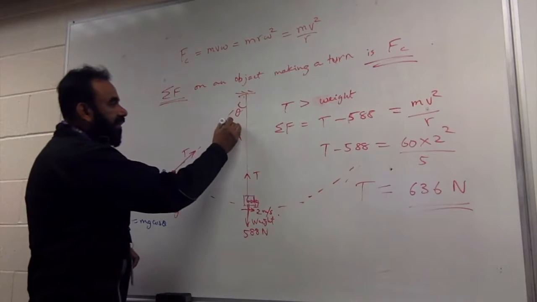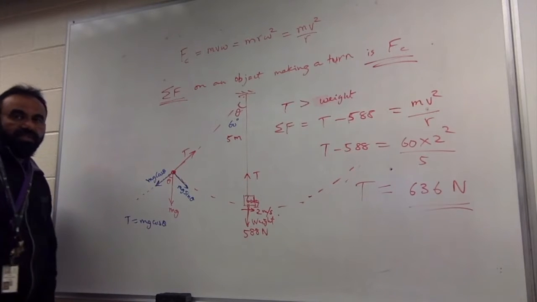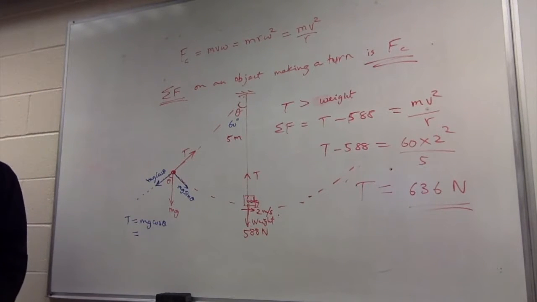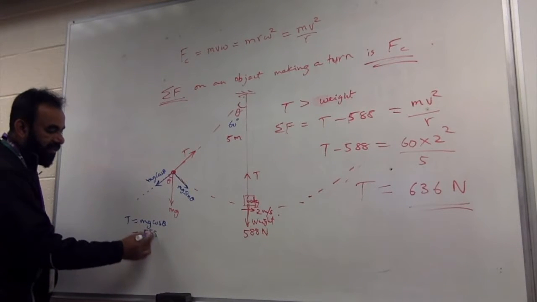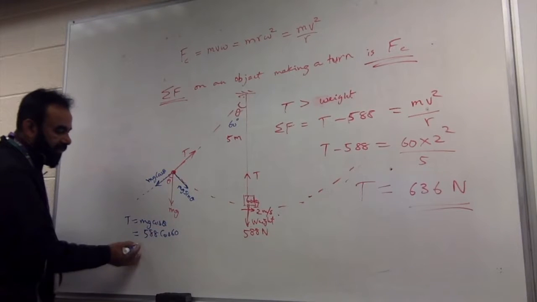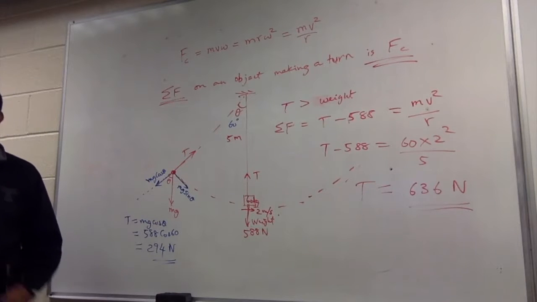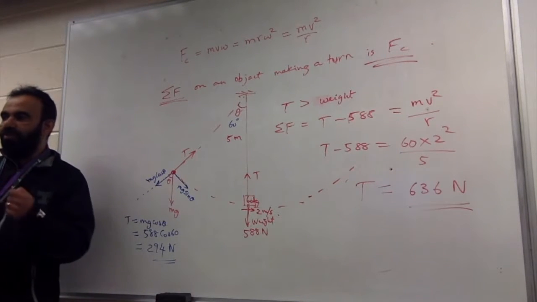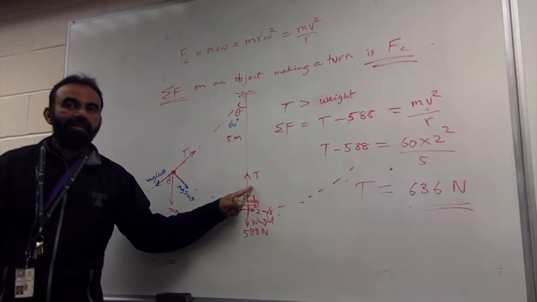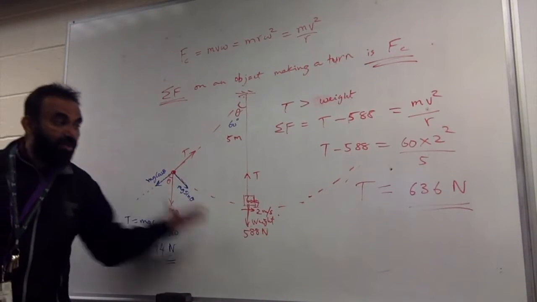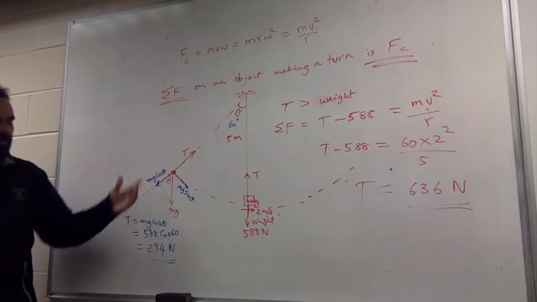So if I give you angle theta is 60 degrees, can you figure things out now? Can you tell me how much is tension? If the angle theta is 60 degrees, it will be 588 cosine 60, which is 294. So that means the tension on the rope is not much. When it was sitting idle in the middle, the tension was 588. When it was moving, it was 636. But when it comes to the end of the swing, it's only 294.